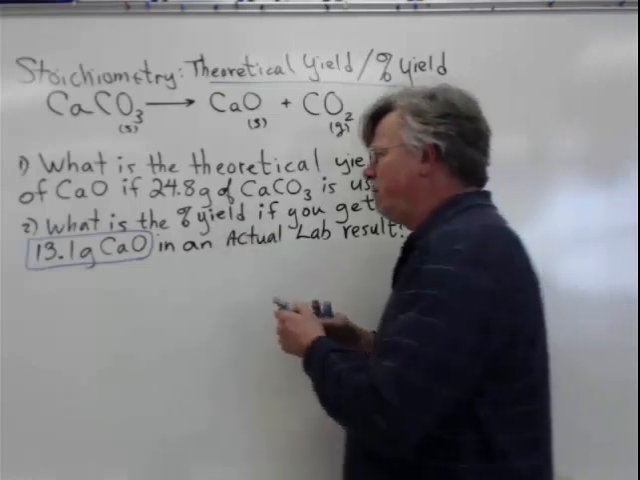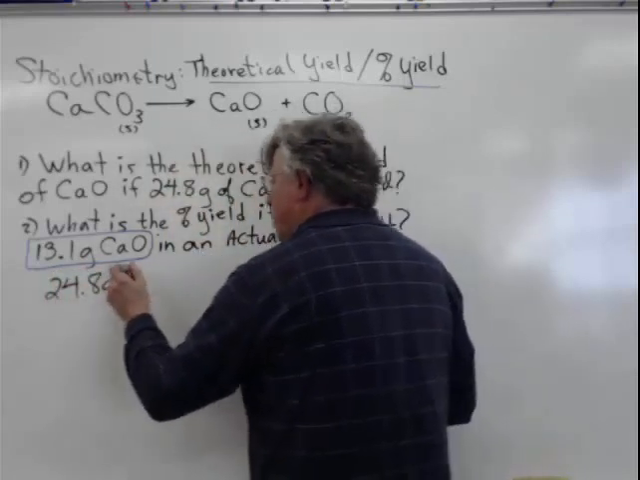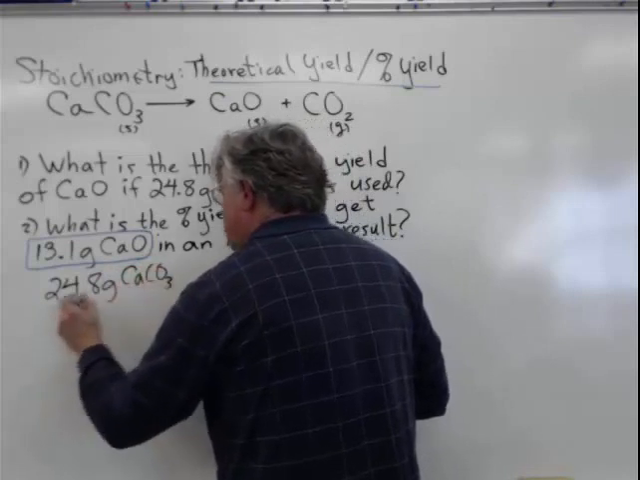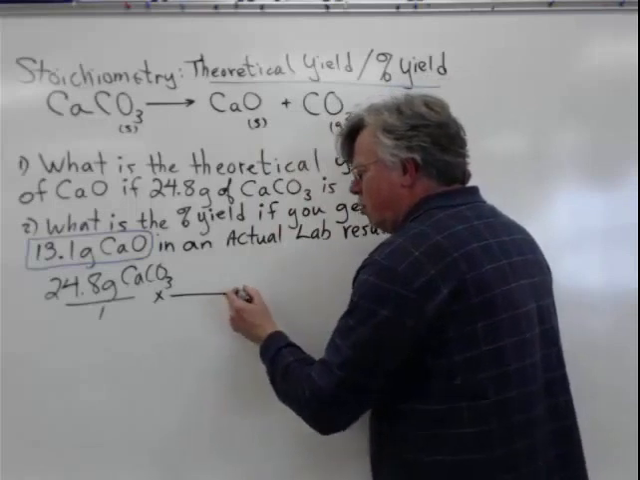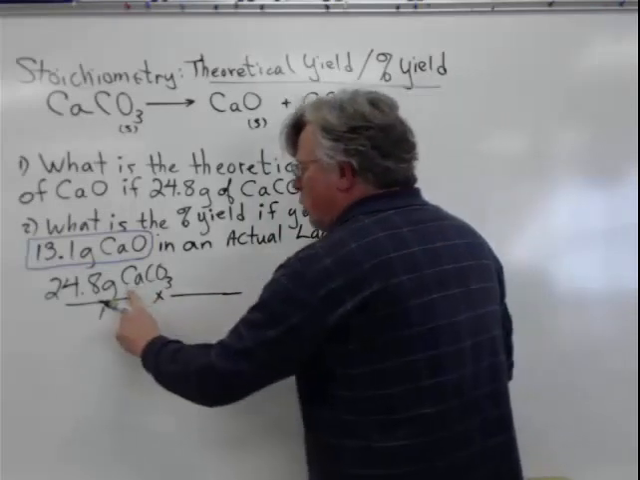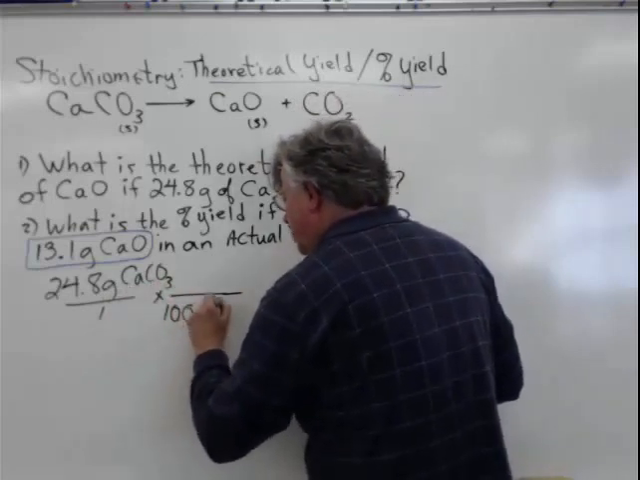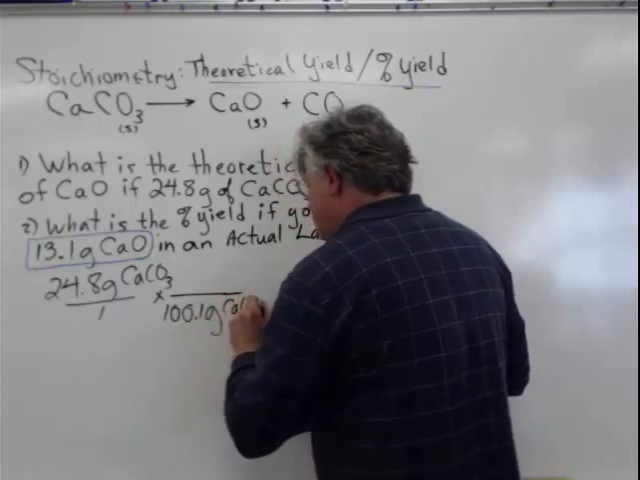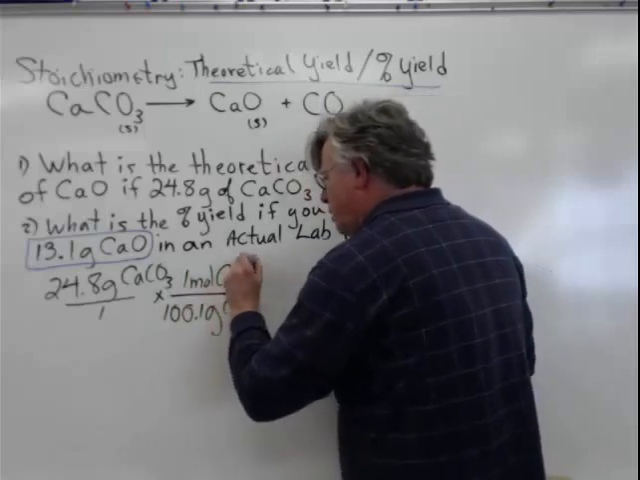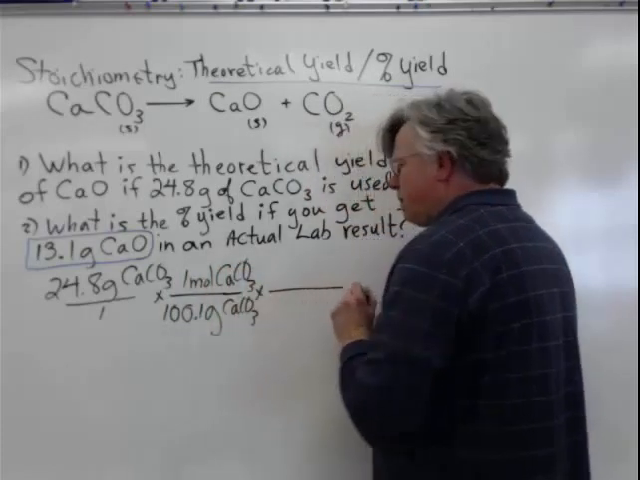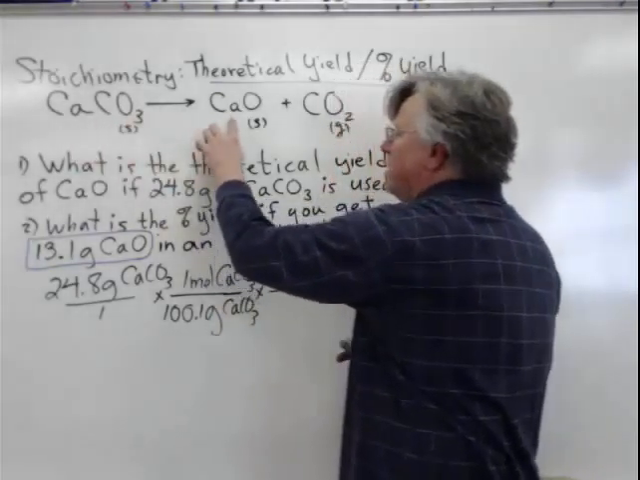Start out with a given here, 24.8 grams of calcium carbonate. First step is to convert that into moles of calcium carbonate. So 1 calcium, 1 carbon, and 3 oxygens weighs 100.1 grams of calcium carbonate, which is 1 mole of calcium carbonate. Okay, the next step is to check the mole ratios between calcium carbonate and calcium oxide.